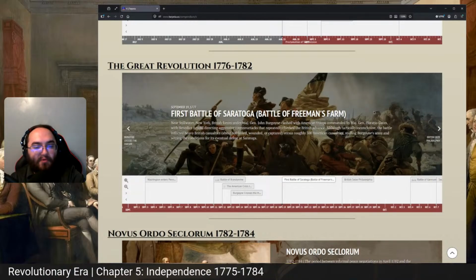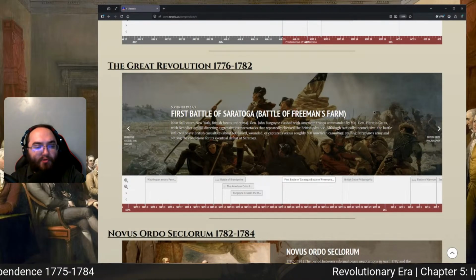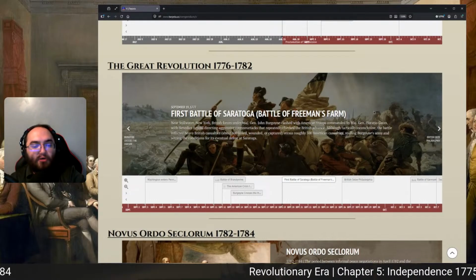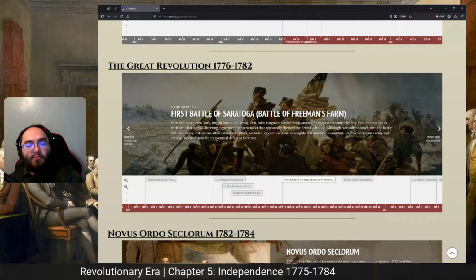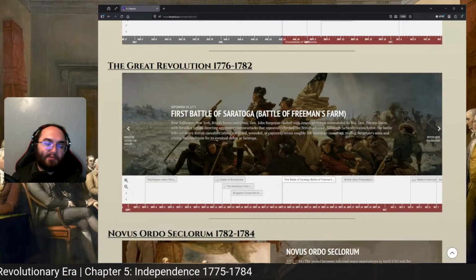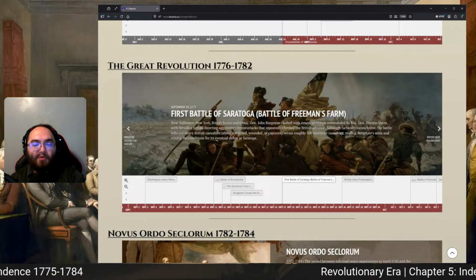First Battle of Saratoga, which is the Battle of Freeman's Farm, near Stillwater, New York. British forces under Major General John Burgoyne clashed with American troops commanded by Major General Horatio Gates, with Benedict Arnold directing aggressive counterattacks that repeatedly checked the British advance.